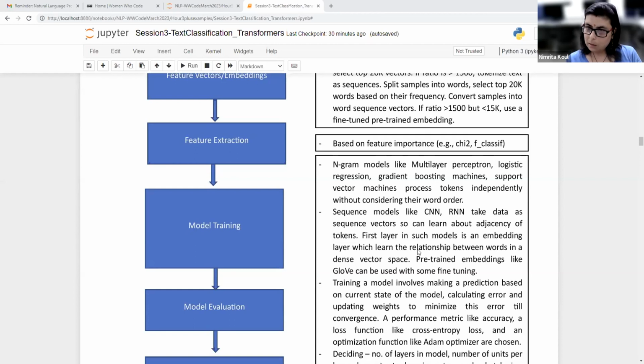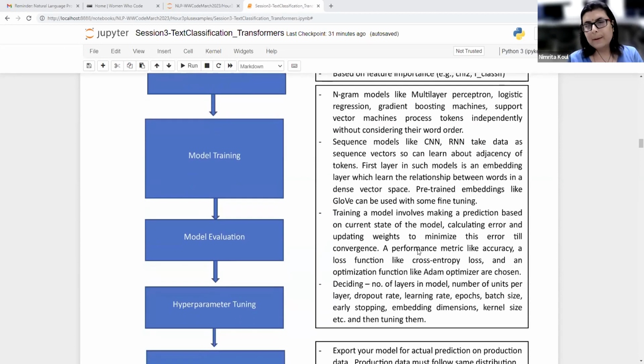These models can be n-gram models if you have used n-grams to tokenize your text. The n-gram models generally include conventional ML algorithms like multi-layer perceptron, logistic regression, and so on. And these models do not consider the order relationships between the words. And then for longer sequences, we can use models like convolutional neural networks, recurrent neural networks, LSTMs, bi-LSTMs, and so on, which also consider the information regarding neighborhood, or adjacency, among the words.